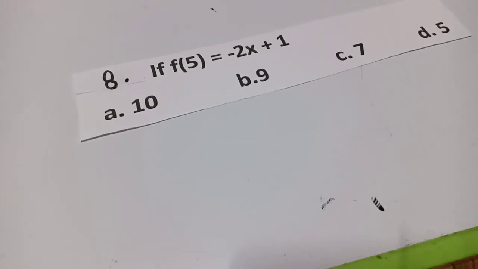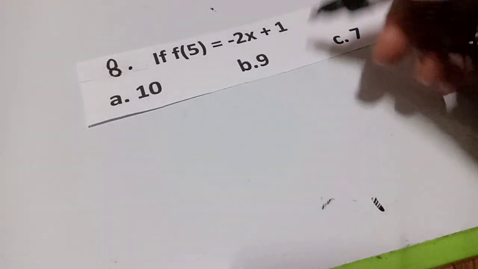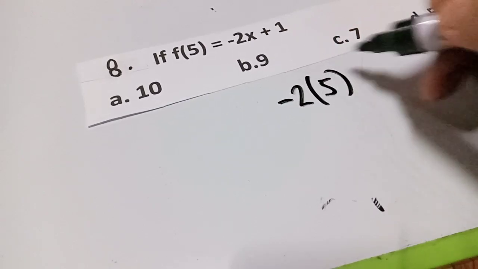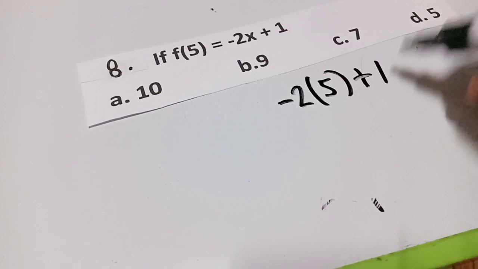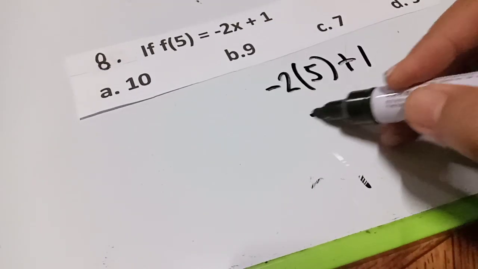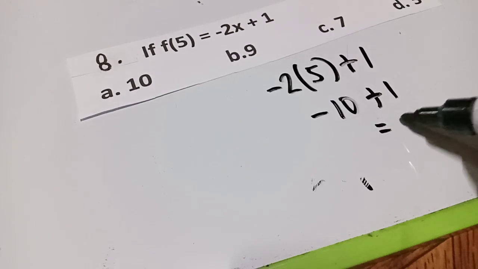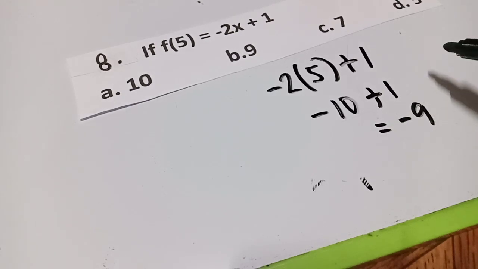Okay, question number 8. If function of 5 is equal to negative 2x plus 1, what will be the answer? You have to only substitute 5 for the x to make it function. So, negative 2 multiplied by 5 plus 1. This will become negative 10 plus 1. And the answer is negative 9.